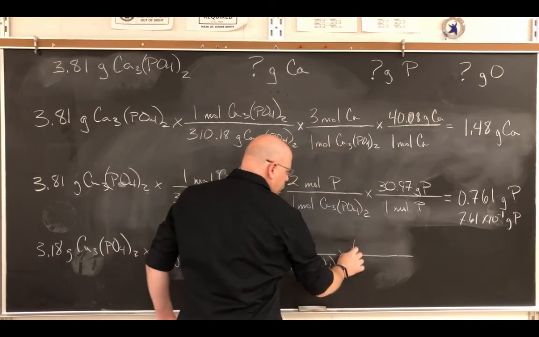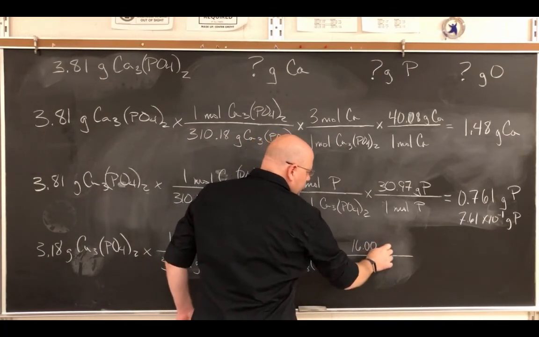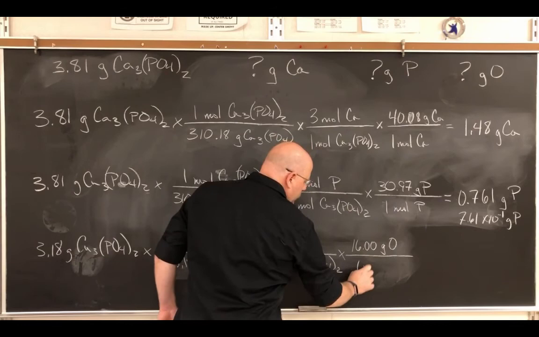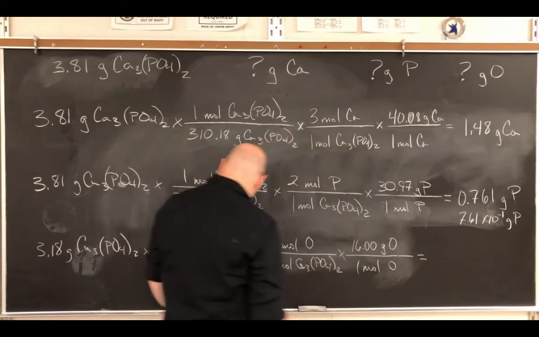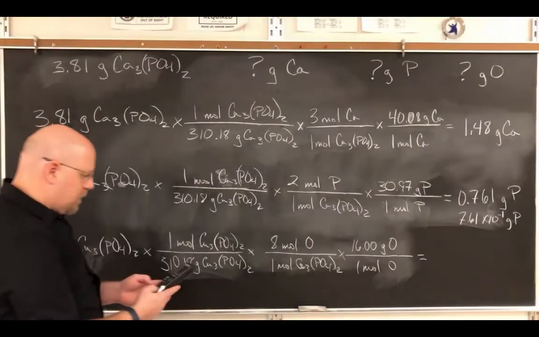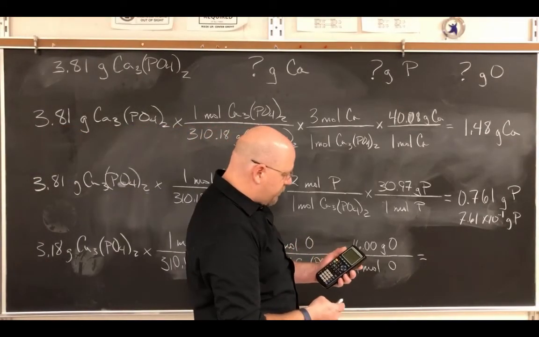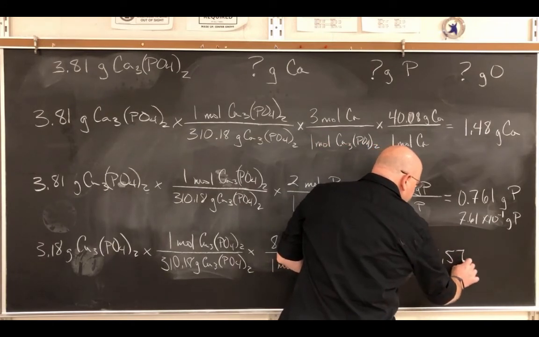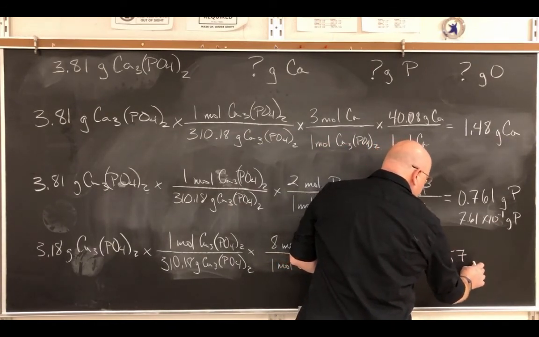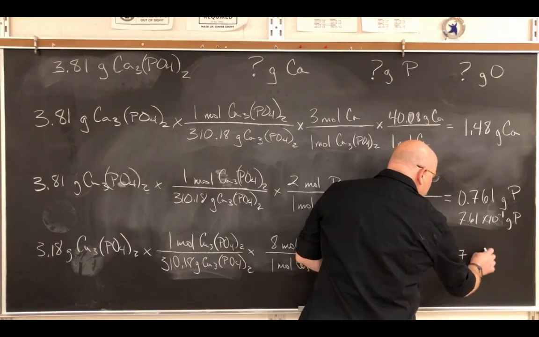Last but not least, we get our grams. 16.00 grams of oxygen is 1 mole of oxygen. And we get 1.572. 3 significant digits leaves us with 1.57 grams of oxygen.